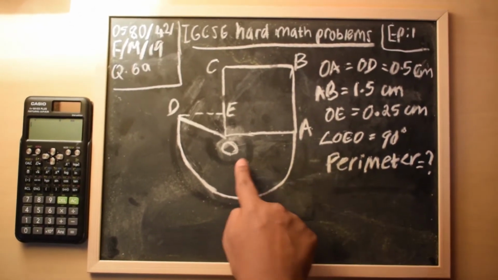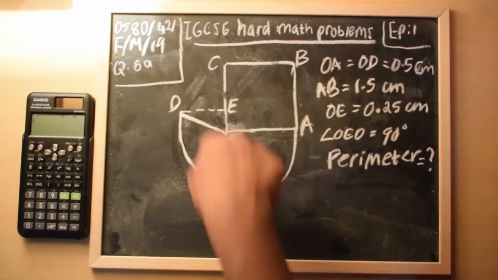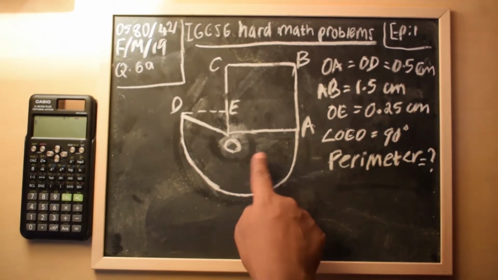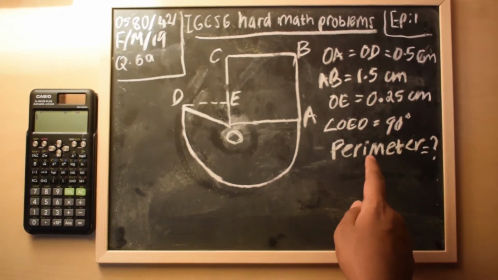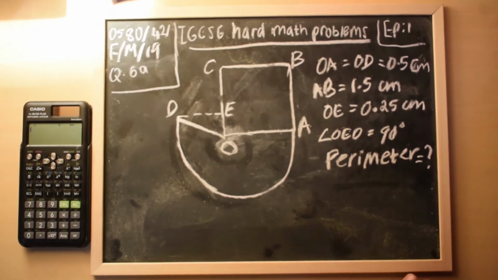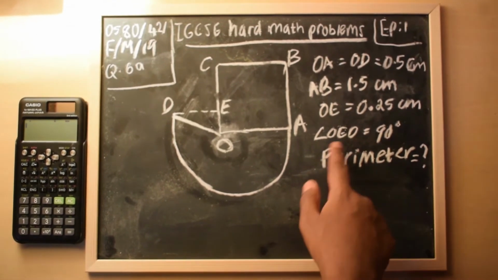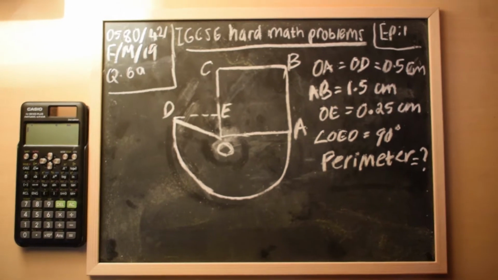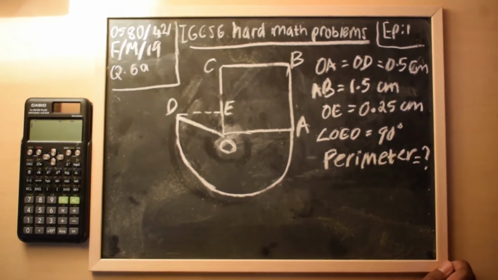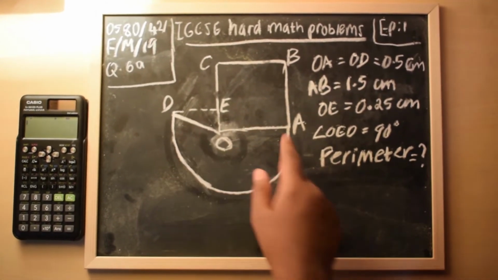They said that OA equals OD, which is 0.5 centimeter, which is the radius of the sector. Then AB is 1.5 centimeter, OE is 0.25 centimeters, and angle OED, which means this angle here, is 90 degrees. And they asked us to find the perimeter. Now, as you know, this is a logo.